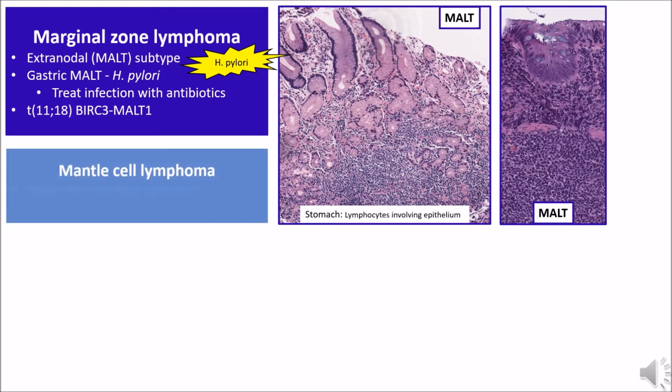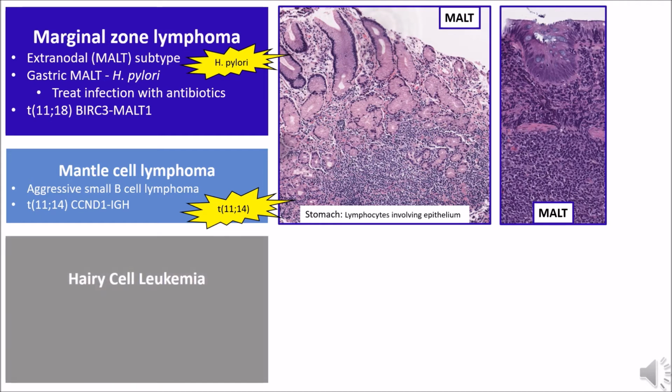Mantle cell lymphoma is an aggressive small B-cell lymphoma. Involvement of extranodal sites, including the gastrointestinal tract and Waldeyer's ring, is common. The defining cytogenetic abnormality is translocation 11;14, involving the cyclin D1 and the immunoglobulin heavy chain, IgH.